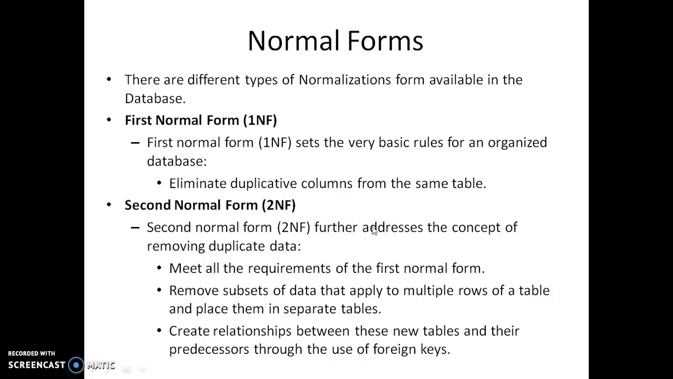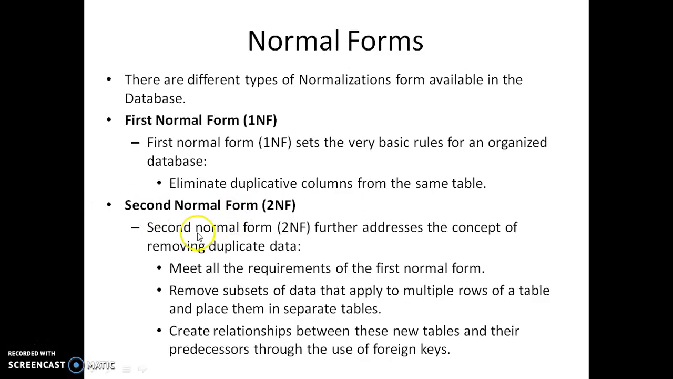Now, what are the normal forms? First, second, third, fourth. Let's give a brief summary of these normal forms. There are different types of normalization forms available in the database. First normal form sets the very basic rules for an organized database. This first normal form eliminates duplicative columns from the same table. So it meets the basic requirement of the table to be in first normal form.